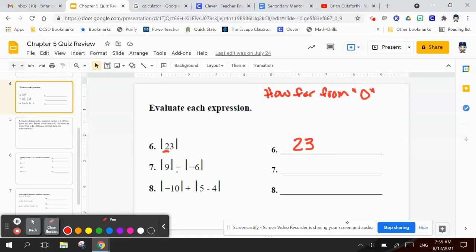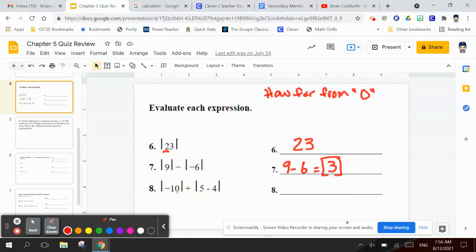Absolute value of 9 minus the absolute value of -6. How far away is 9 from 0? That's going to be 9. How far is -6 away from 0? That's going to be 6. So if I have to subtract those two, what is 9 minus 6? And my answer is 3.